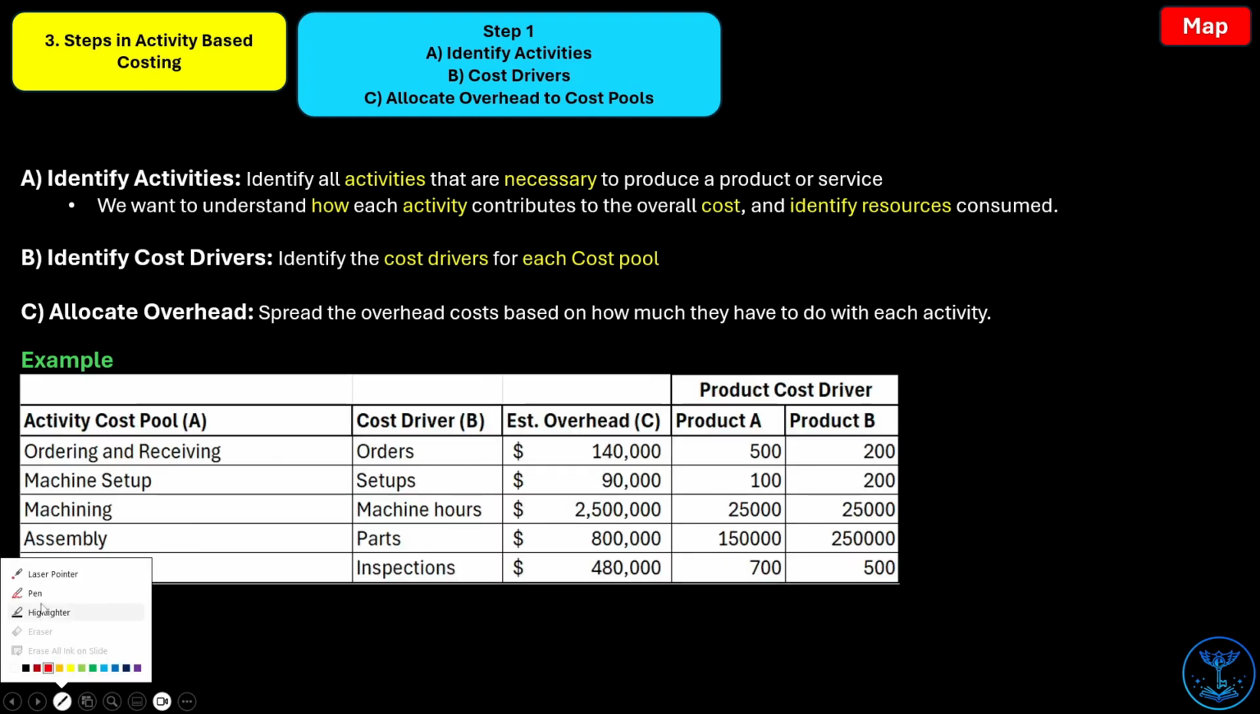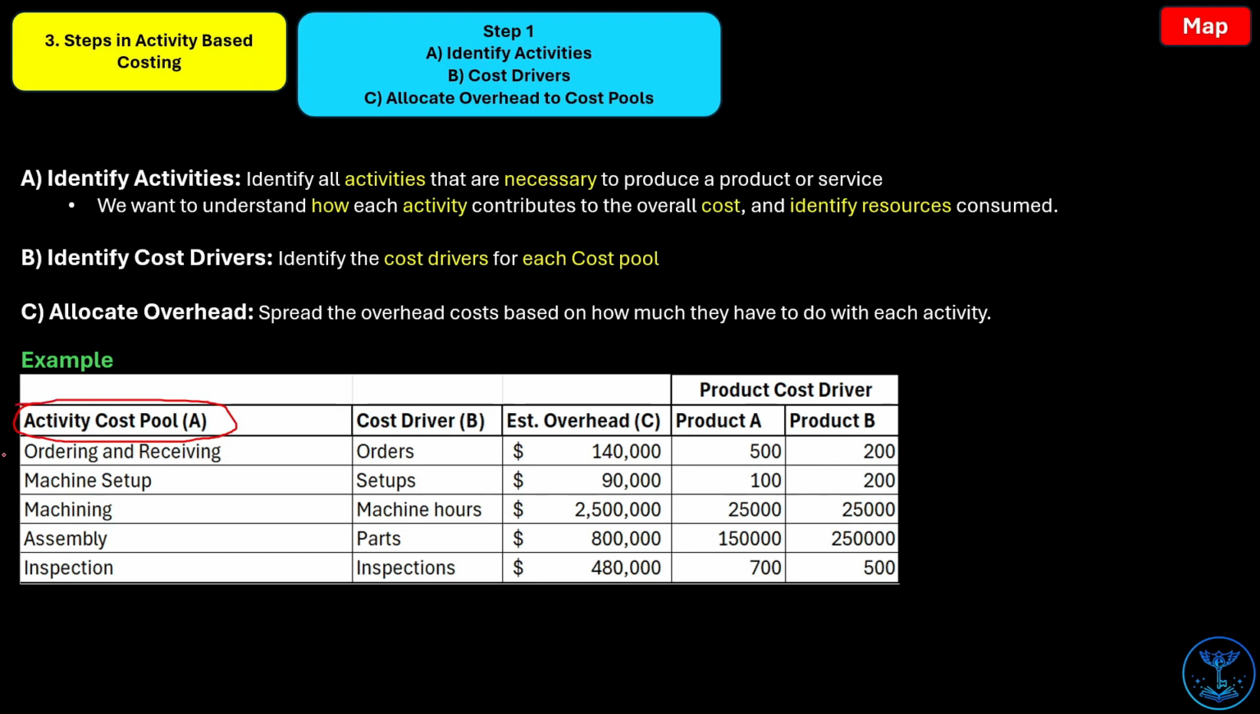So you can see here, I'll get my pen out so I can draw. Activity cost pool, so this is step A. The activities that we have are ordering and receiving, machine setup, machining, assembly, and inspection. Then we have B, identify cost drivers. For ordering and receiving, our cost driver would be orders. For machine setup, our cost driver would be setups. For machining, it would be machine hours. For assembly, it would be parts. And for inspection, our cost driver would be inspections.